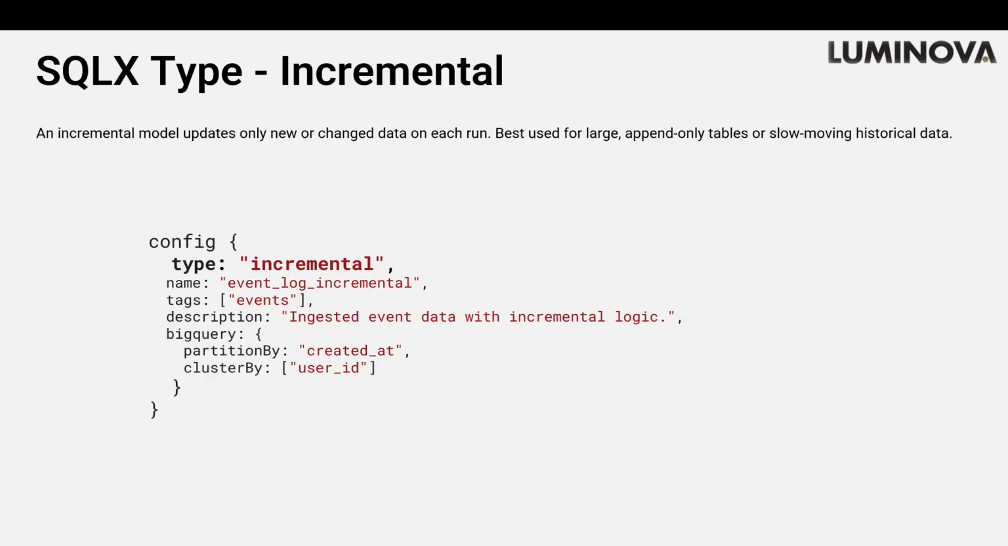An incremental model only updates new or changed data each time it runs. This is useful when you're dealing with large, slow-moving datasets, like logs, event data, or history tables. You'll control how much data to reprocess using an incremental where clause inside your SQL logic.